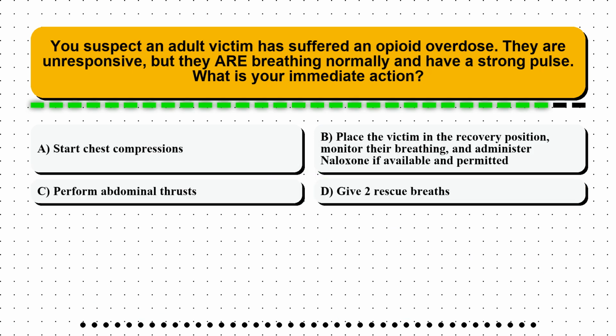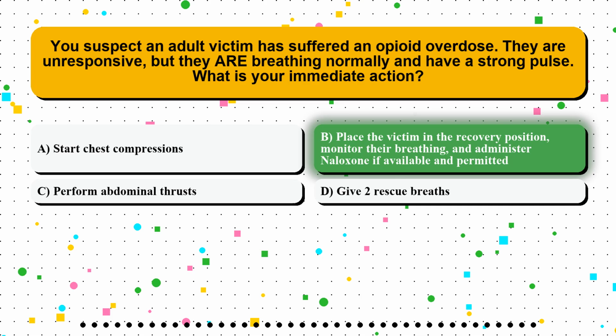Question 14. You suspect an adult victim has suffered an opioid overdose. They are unresponsive, but they are breathing normally and have a strong pulse. What is your immediate action? Option A. Start chest compressions. Option B. Place the victim in the recovery position, monitor their breathing, and administer naloxone if available and permitted. Option C. Perform abdominal thrusts. Option D. Give 2 rescue breaths.